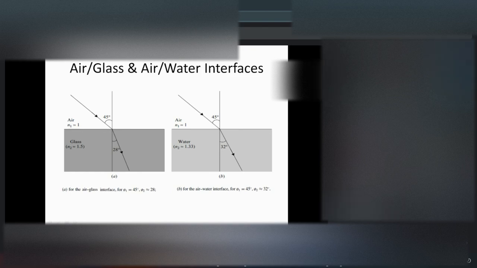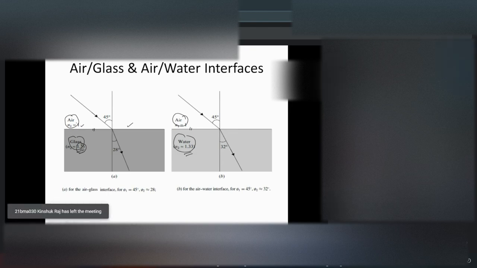Then we have this, which is showing an air-glass interface, and this is an air-water interface. In the case of the air-glass interface, it is an interface between these media, where N1 is the refractive index of air and N2 refractive index is 1.5, whereas the refractive index of the denser medium in this case is 1.33. So again, N1 sine theta 1 is equal to N2 sine theta 2.